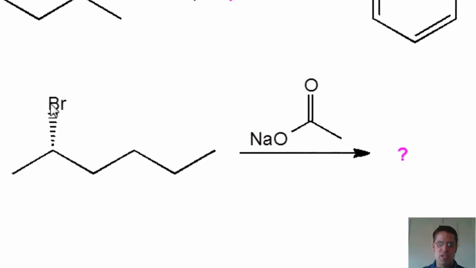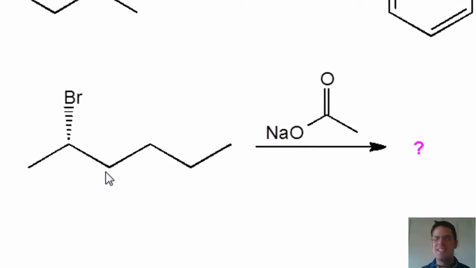Here I've got a Br stuck to a secondary carbon. Is it SN1 or SN2? It ain't tertiary, so it's not SN1. It ain't primary, so it's not SN2. It could be either of the above. So we go to our next question. My nucleophile, is it strong or weak?